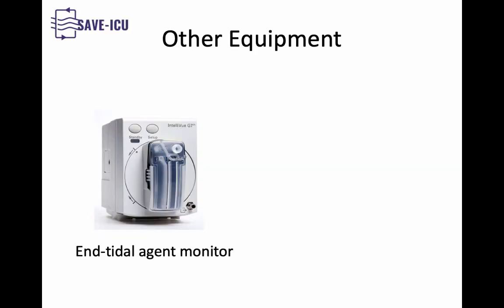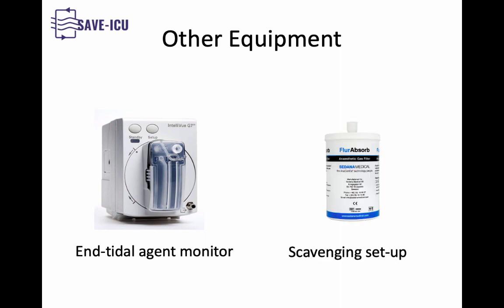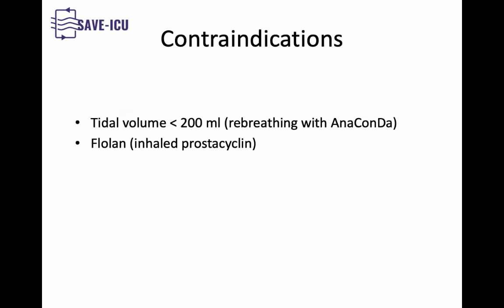The other equipment that also needs to be set up with inhalational sedation includes an end-tidal agent monitor. So with that, you will monitor how much inhalational sedation you are administering and how much the patient is breathing out. You will also need to set up a scavenging system, and we'll talk a little bit more about these in the Equipment Essentials section. There's a few contraindications to running volatile sedation using the Anaconda in the ICU.